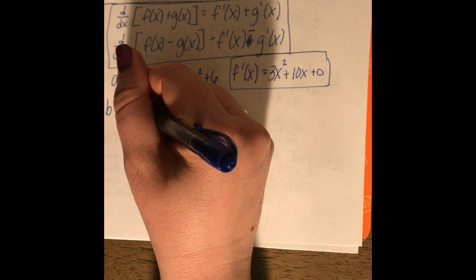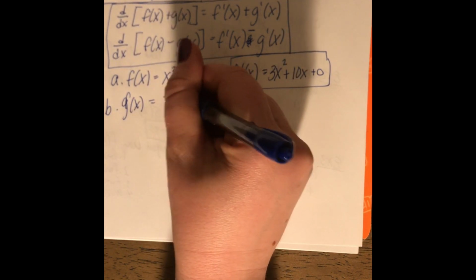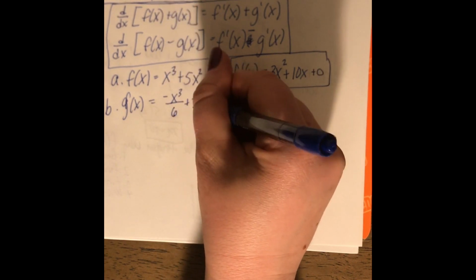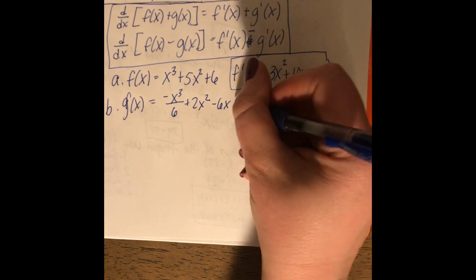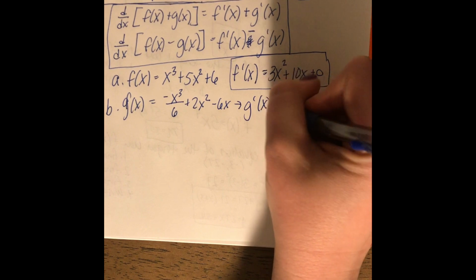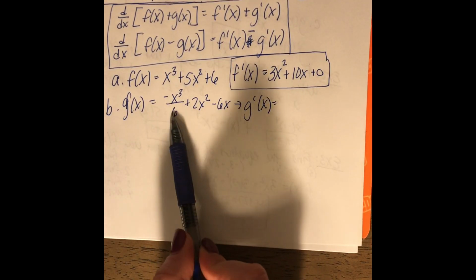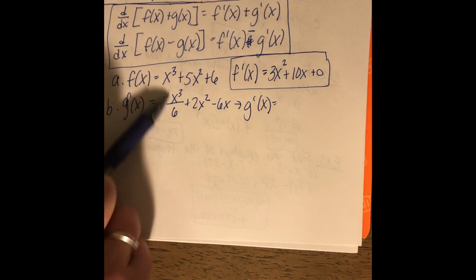Cool. And our last one, B. If I say g of x is equal to negative x to the third over 6 plus 2x squared minus 6x, we are going to find the derivative of that. The power rule, this is okay. It's okay if there's a fraction here because it's not the variable in the denominator. It's just a constant of negative 1/6.